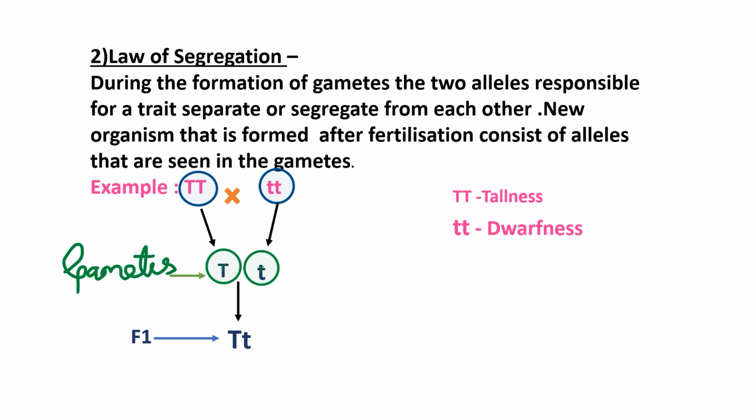So during the formation of gametes, the two alleles responsible for a trait, that means capital T is responsible for tallness and small t is responsible for dwarfness, are segregated or separated from each other. After fertilization, the new organism consists of alleles that are seen in the gametes. Whatever allele the gamete had, only that the progeny has. It didn't have the double or homozygous alleles in them.